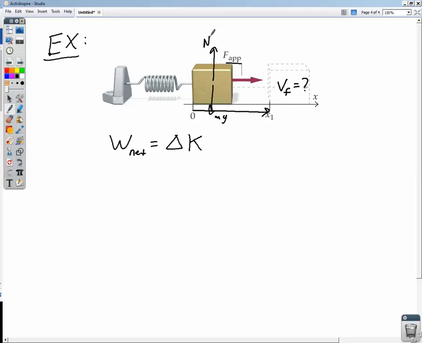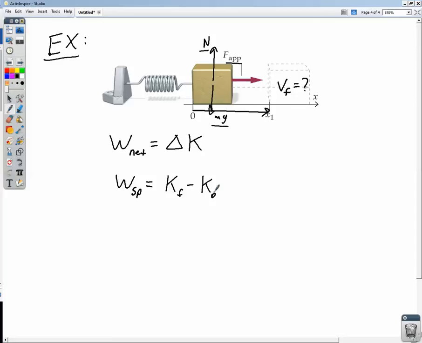So it's easy to see here the weight doesn't do any work because it's at a right angle to the displacement. The normal force doesn't do any work because it's at a right angle to the displacement. So the only thing that does work is the spring force. So we can say that the work done by the spring in this case is going to equal the change in the kinetic energy, K final minus K initial.